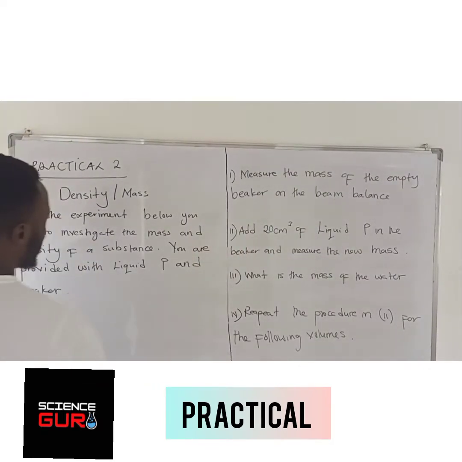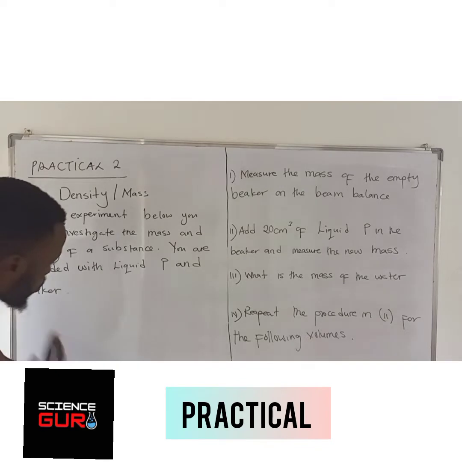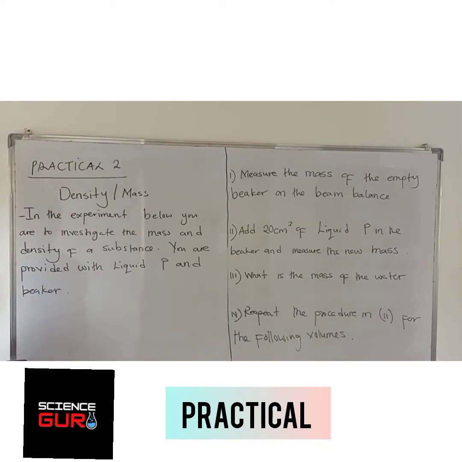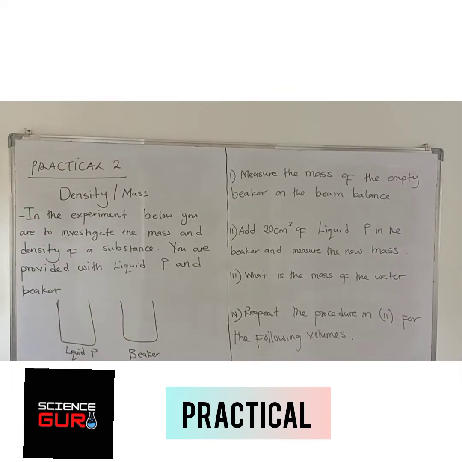In this experiment below, you are to investigate the mass and density of a substance. You are provided with two things: liquid P, and a beaker. Take note of that.